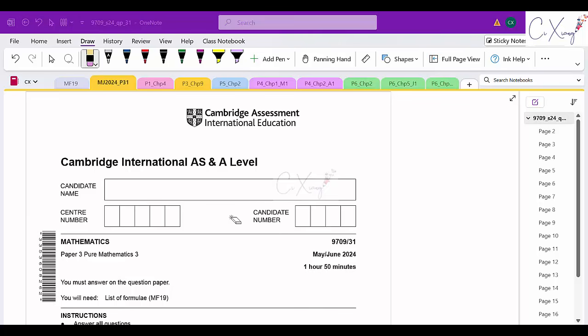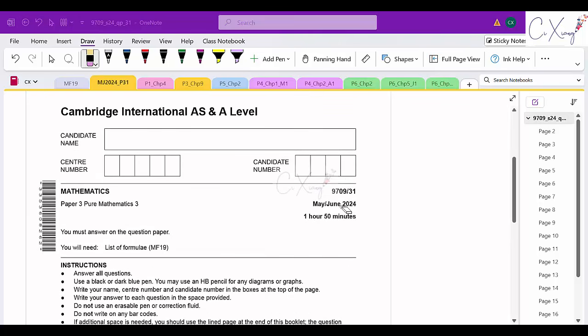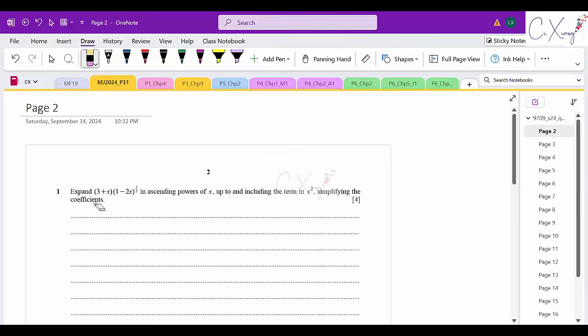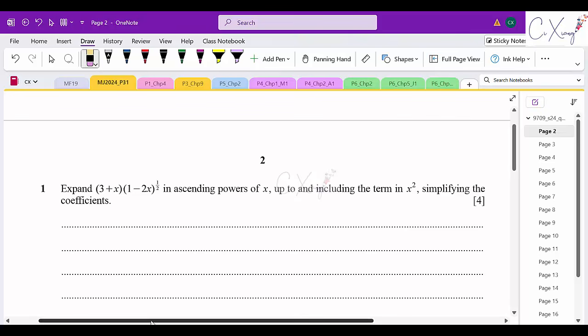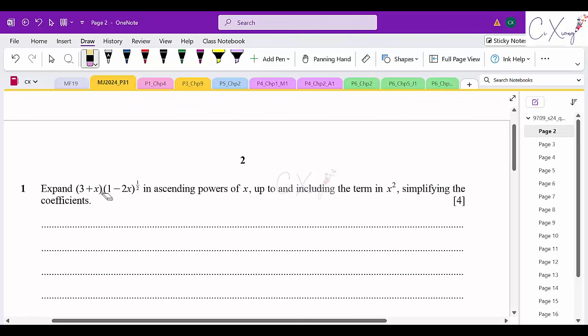Right, so for this video, we'll be discussing May-June 2024 Pure Mathematics 3, Paper 3-1. So let's have a look at question number 1. They want us to expand the product of these two brackets in ascending powers of x up to and including the term in x squared, simplifying the coefficients.